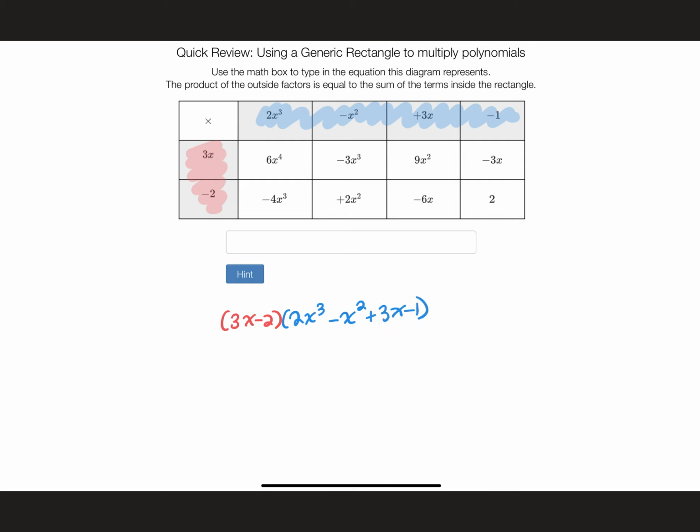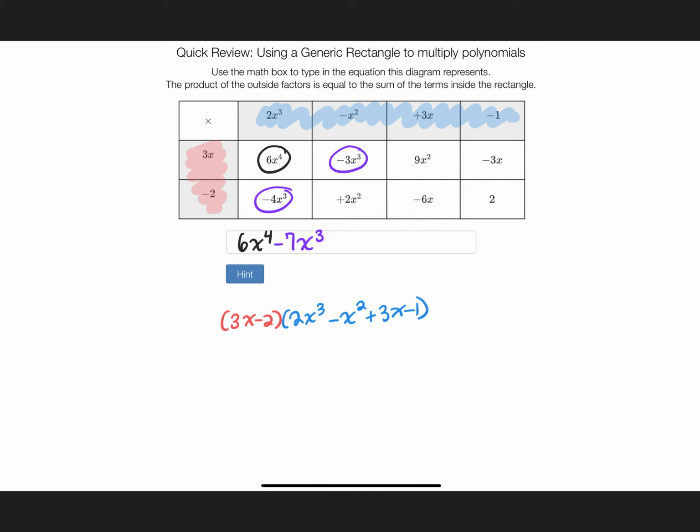And in Algebra 1, you could do a lot of this type of work. So what they're asking you to put in the box here is just what that product ends up being. And that product ends up being the sum of everything inside the box. So for instance, I see 6x to the fourth, and then I see two terms that each have an x cubed in them. So I would add those together, and I get minus 7x cubed.